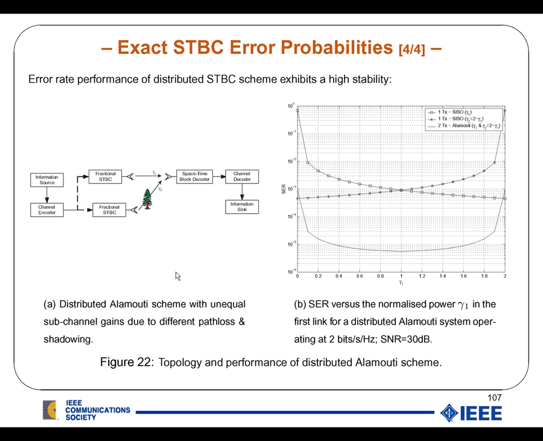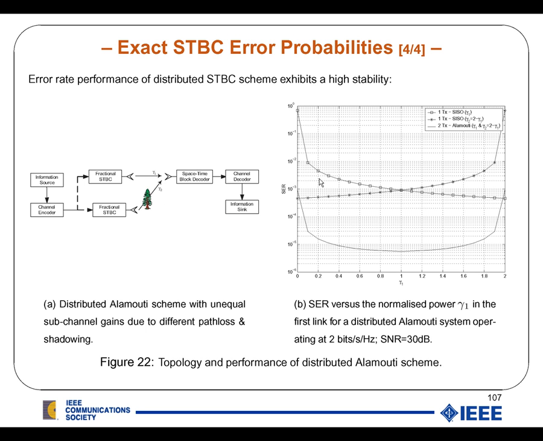If we look now at the performance for a scenario like that one, we have 2 fractional spacetime block codes here distributed, and one of them might be a little bit shadowed, that link here, and we have then a spacetime block decoder and compare the error rates, which I depict here. So I depict the symbol error rate versus the strength of the channel gamma 1, which is that channel here. And whilst I increase the strength of gamma 1 from 0 to 2, I decrease the strength of the channel gamma 2 from 2 to 0.